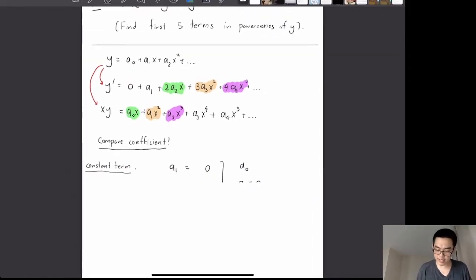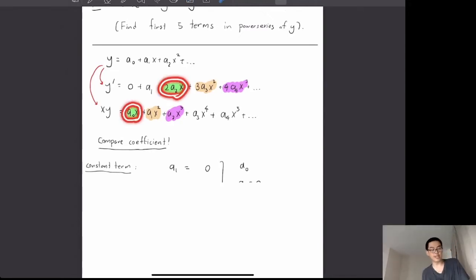Alright, and then we keep doing the same thing over and over, okay? So let's look at the green terms. What's special about the green terms is they are the ones labeled with just x. Not constant, not x squared, not x cubed. This is something x. So this is something x, this is something x.